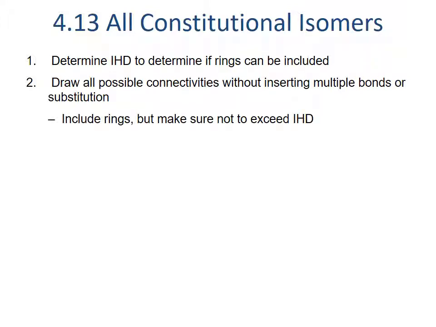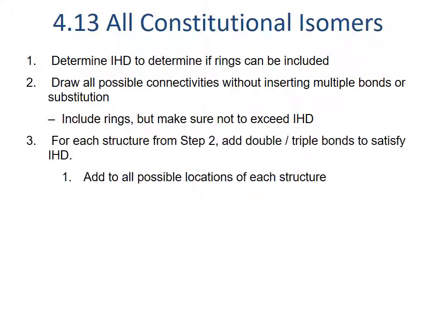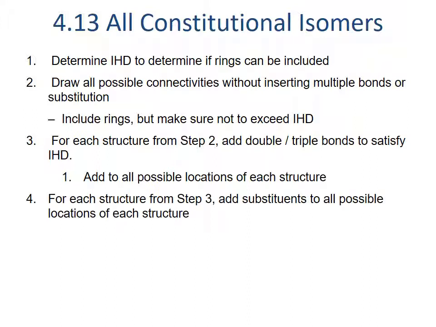Because rings are connected differently than other unsaturated molecules, these should be included here, with care not to exceed the index of hydrogen deficiency. After a list of possible skeletal structures is created, take each one and add double or triple bonds to every possible location that will give the correct index of hydrogen deficiency. After this list is created, add substituents to all possible locations. At the end of this process, you should end up with all possible constitutional isomers.